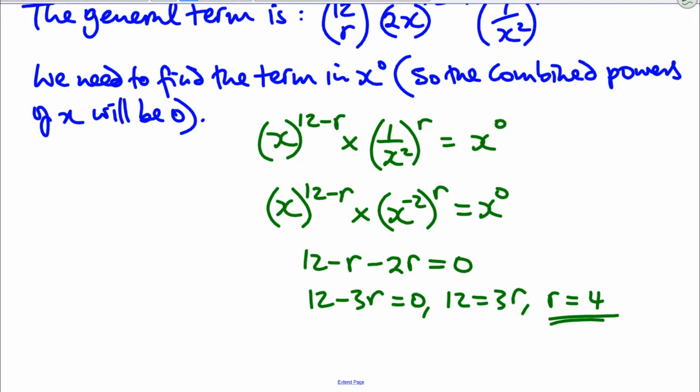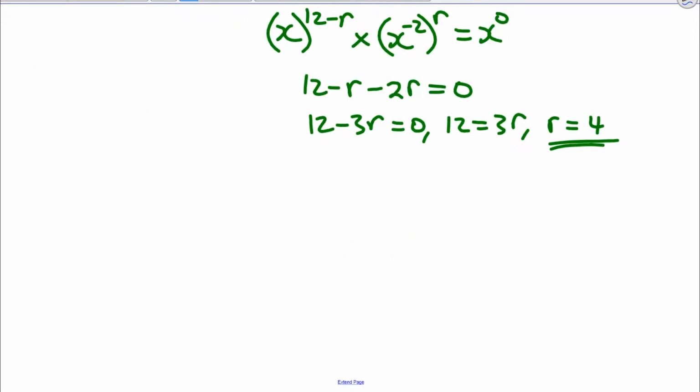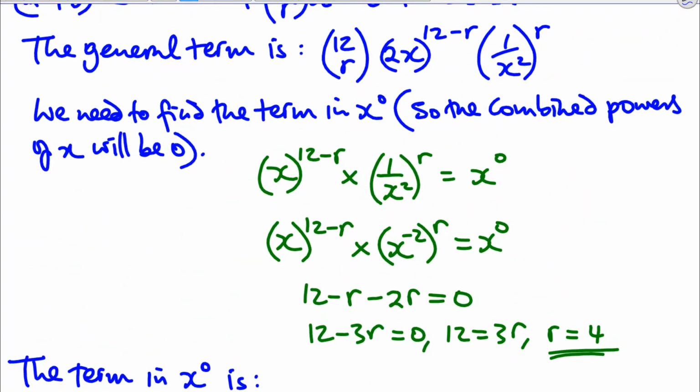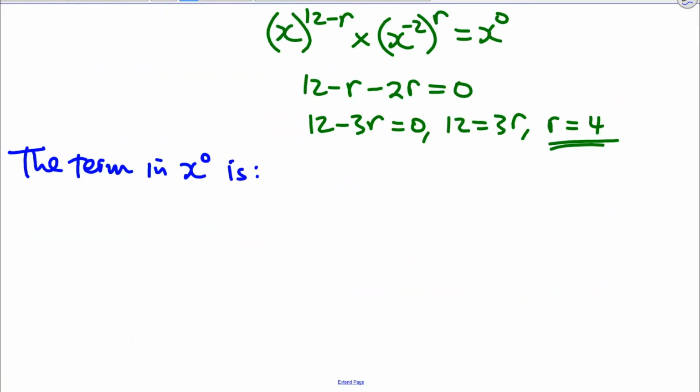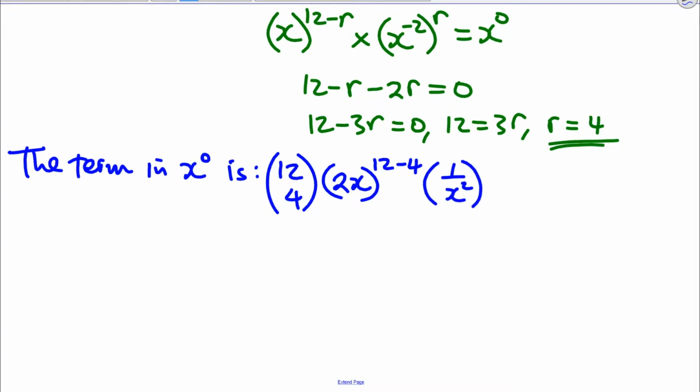So the term in x to the power 0 can now be written down. From the general term, we now have a specific term. So that will be 12 choose 4, (2x) to the power of 12 minus 4, (1/x²) to power 4.